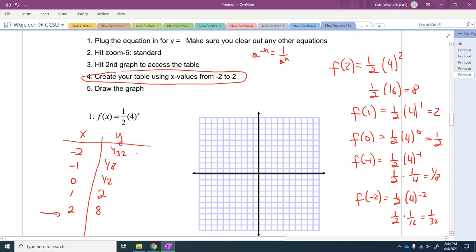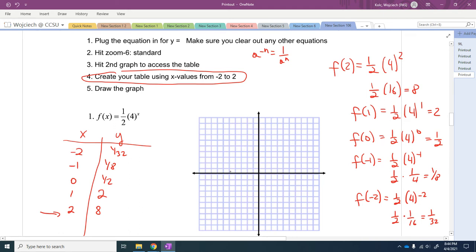So I need to plot the 5 ordered pairs. Scaling is very important here. On my x-axis, I need to fit values between -2 and 2. So don't go by 1, 2, 3, 4.